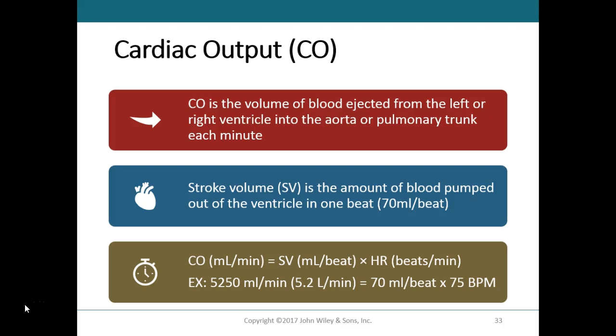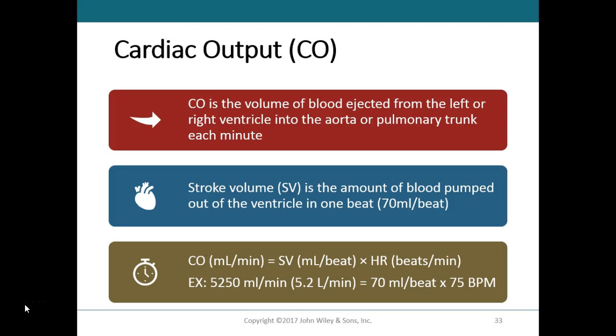So we start looking at cardiac output, and this is where we start trying to figure out numbers. So we've got to do a little bit of math on some of these. Cardiac output is simply the volume of the blood that's ejected from the left ventricle or the right ventricle into the aorta or the pulmonary trunk each minute. So cardiac output is equal to the stroke volume, the volume of blood ejected by each ventricle during each contraction, multiplied by the heart rate, which is simply the number of times the heart beats per minute.